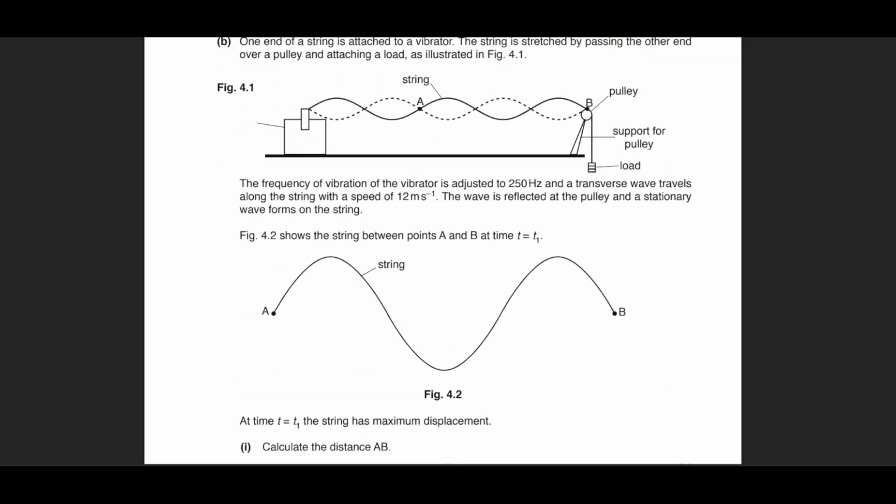He says that they have an oscillator over here. Of course, notice that this is a node. This is a node. A fixed end produces nodes. He says that it is being vibrated at 250 hertz. The speed is already given to you.